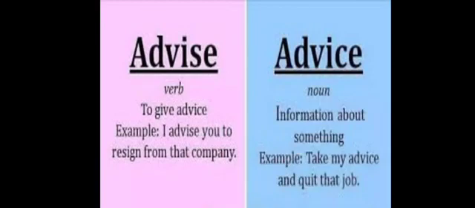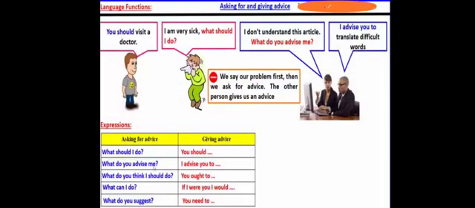Advise with S is a verb, to give advice, to give someone advice. For example, in some situation, someone asks for advice and you give him advice. Example, I advise you to resign from that company. And advice with C is a noun, information about something. Example, take my advice and quit that job. Is it clear? Now we are going to learn how to ask for advice and how to give advice.